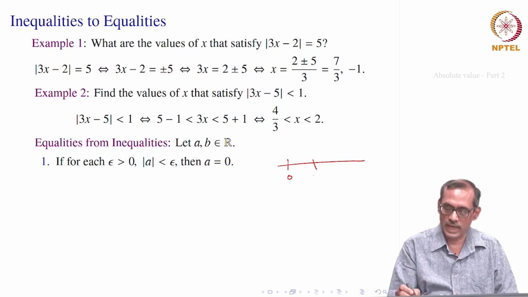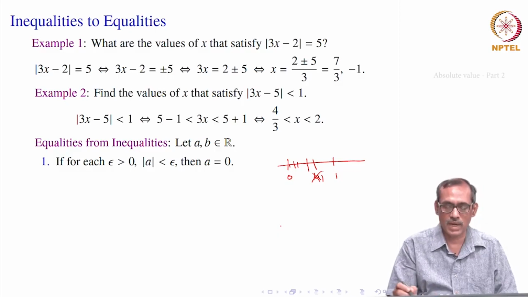So if this is my |a|, now |a| is less than epsilon. Let me say epsilon is 1, so I have |a| < 1. But I also see that for every epsilon, |a| is less than epsilon. So if I take epsilon equal to half, |a| cannot lie here, |a| has to lie here. But if I take epsilon equal to 1/4, then |a| cannot be there, |a| has to be here. So it proceeds that way.